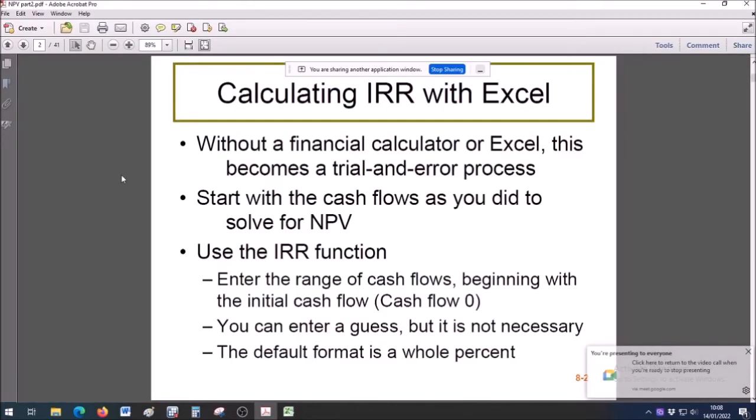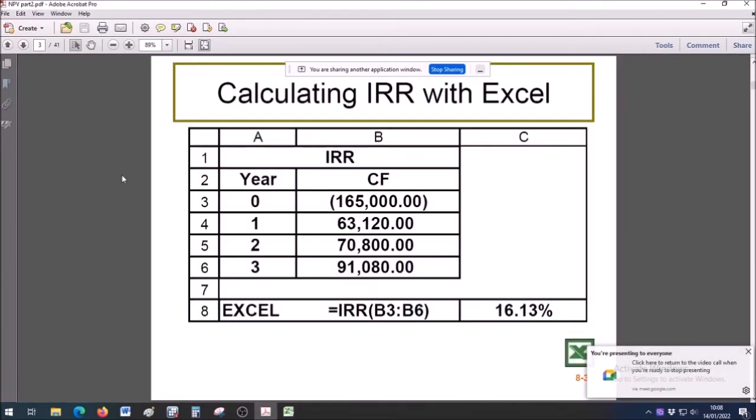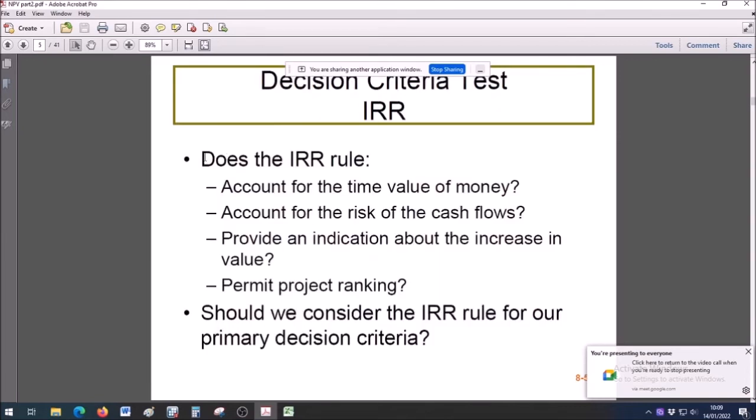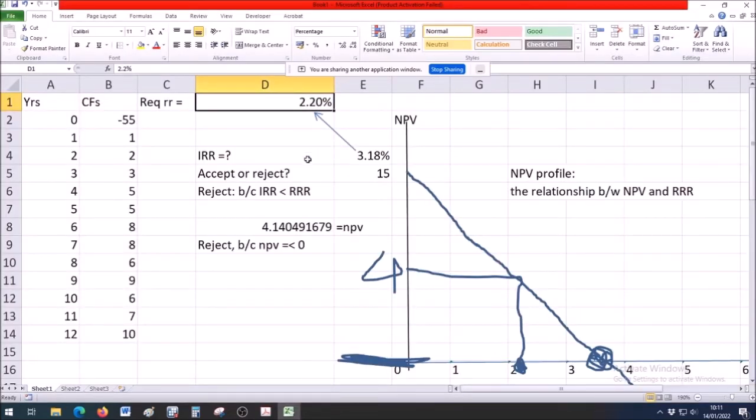Let's see, have we covered everything about IRR? We've already had a few examples. We have the NPV profile. The IRR is finding the rate at which NPV is equal to 0. We've talked about that. Let's have a few questions about the IRR. Does it, for example, take into account the risk levels of the project? Here we do take into account the risk, because we compare the IRR with the required rate of return, and the required rate of return depends on the risk level.